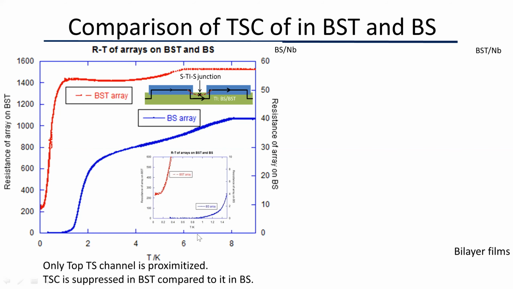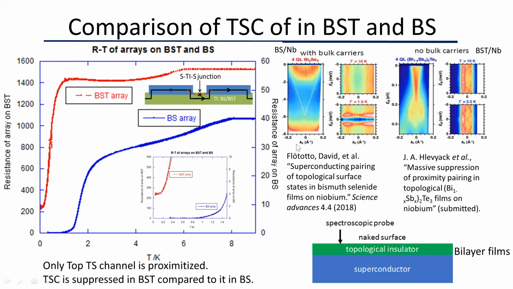Why? Let's take a look at the RPAS work. The RPAS work is done on a bilayer system of the topological insulator on top of a superconductor, so it's different from the system we study. We study the in-plane superconductivity. The RPAS studied the c-axis superconductivity, and they directly probe the top surface. We call it the naked surface here.